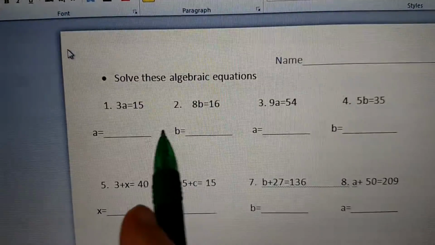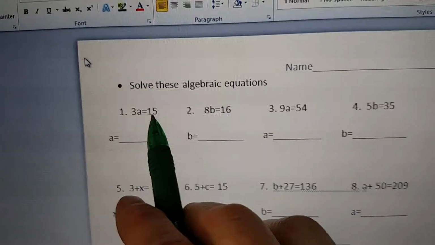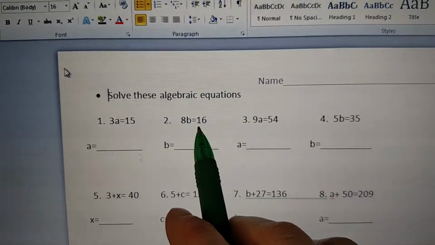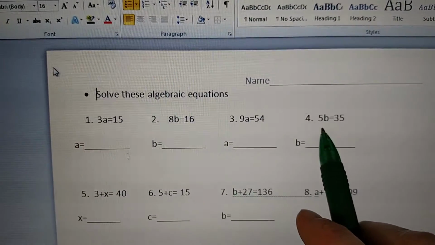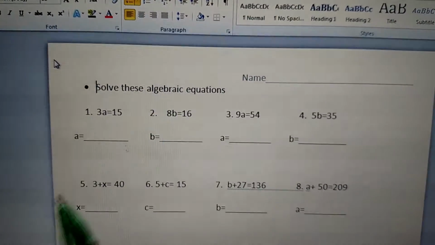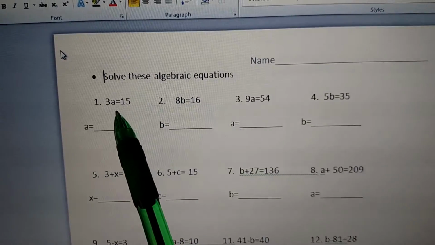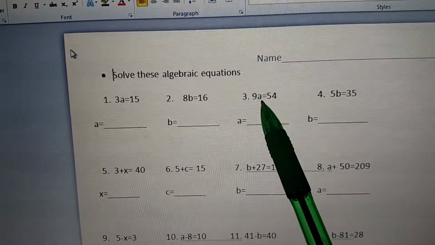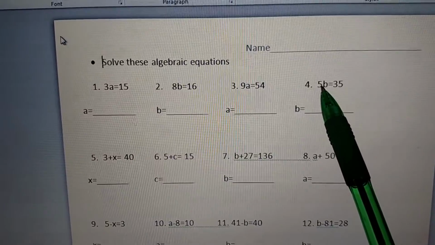So if we look at this problem here, we're thinking of 3 times what gives us 15. Here, 8 times what gives us 16. 9 times what gives us 54. And 5 times what gets us 35. Most of the time with algebra, you can do the opposite equation to figure out the answer. So 15 divided by 3 would give you your answer. 16 divided by 8, 54 divided by 9, and 35 divided by 5 will give you your answers.